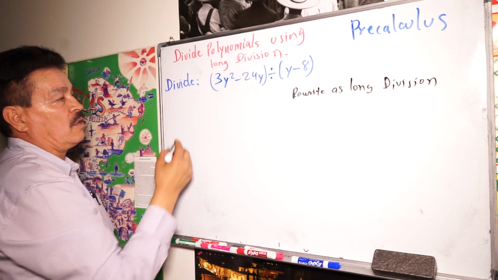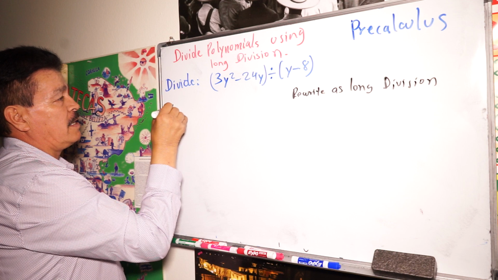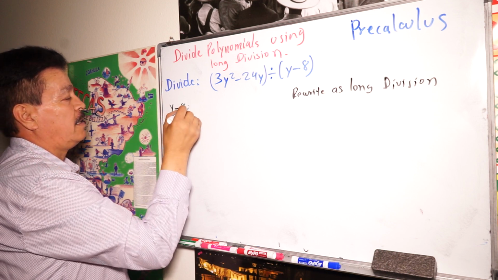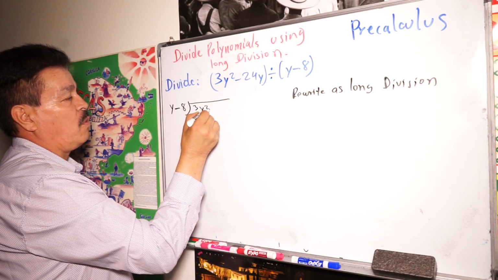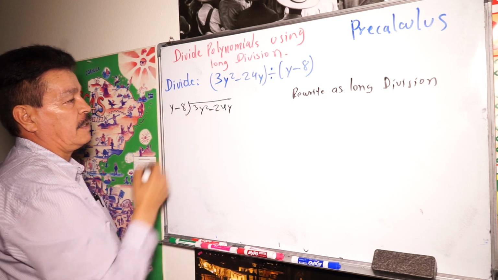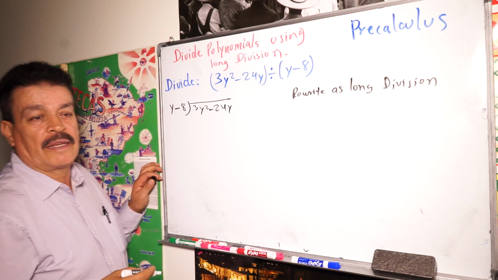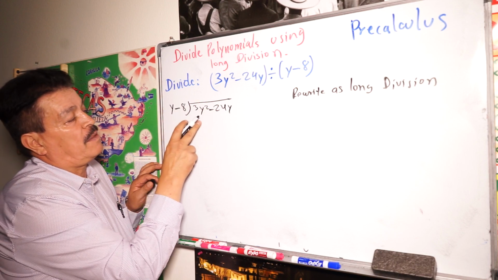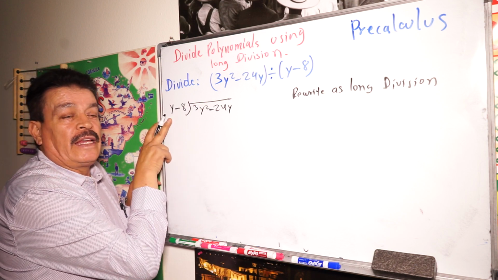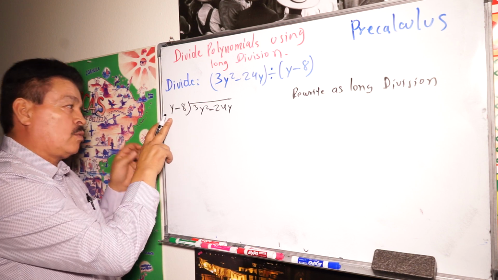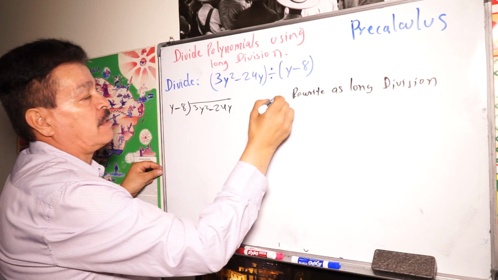How do you write it as a long division? It's going to be in this way: y minus 8, in this case, outside, and inside 3y to the second power minus 24y. The next step is to divide the first term of the divisor into the first term to be divided. This is our first step.